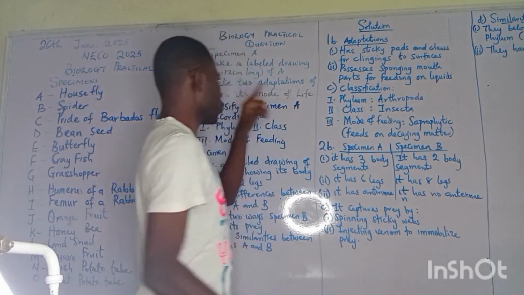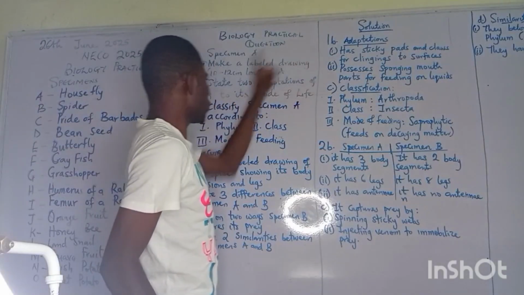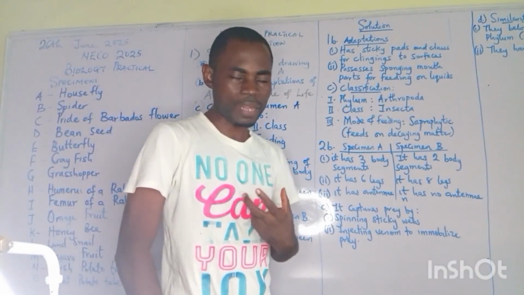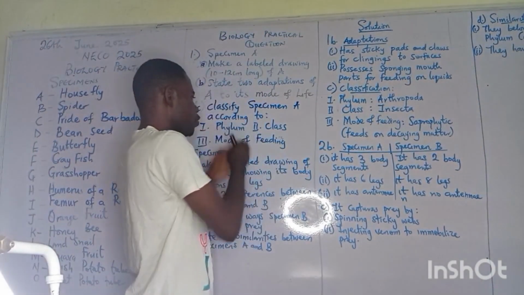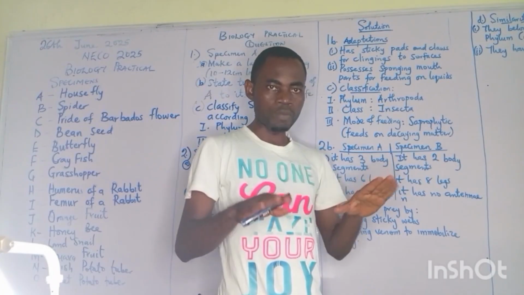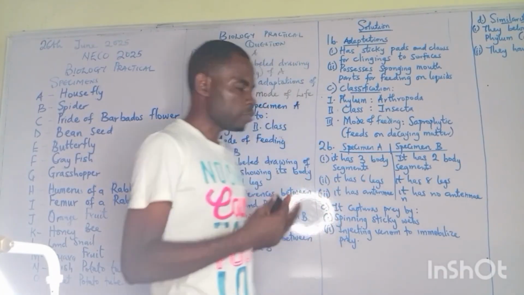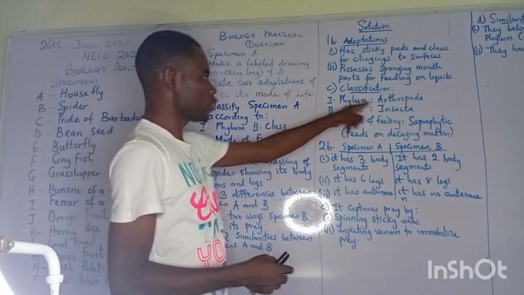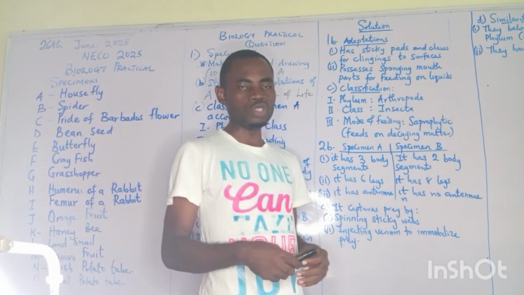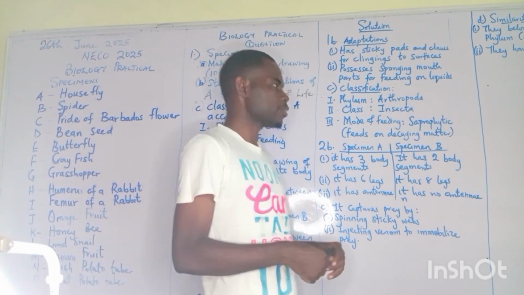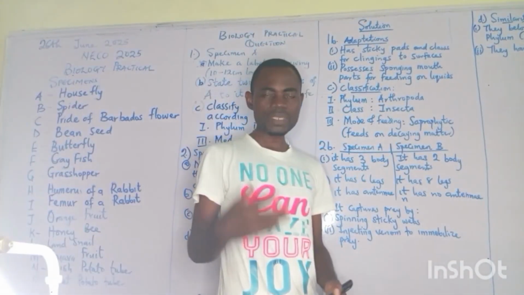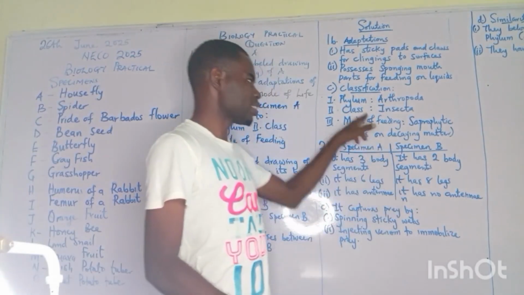Now the C part of the question, they said classify specimen A. You know specimen A is housefly. When I ask you to classify it, housefly belongs to the kingdom Animalia. You know that one. But they didn't ask us the kingdom, they asked us the phylum. It belongs to the phylum Arthropoda. We talk about the poda, the legs, that we use to classify. So the phylum is Arthropoda, while the class is Insecta. Housefly is an insect.